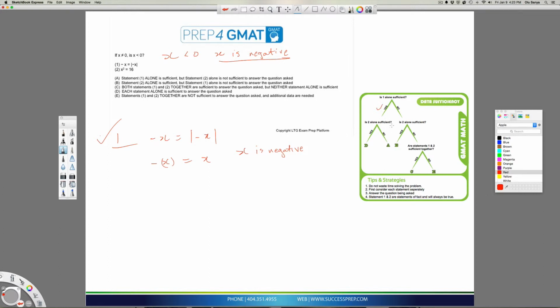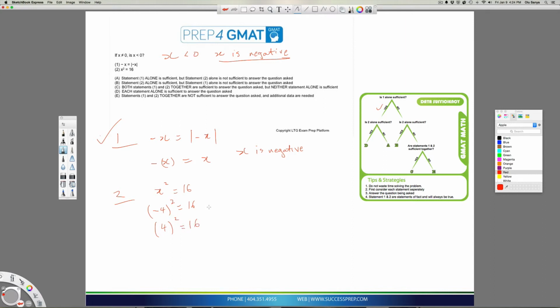So then we now have to answer the second question. Is statement 2 alone sufficient? So let's go to statement 2. It says that x squared is equal to 16. One thing you must know about squaring something and getting a number is that x could be either positive or negative. Let's test that with a number. If I have negative 4 squared, I get 16. If I have positive 4 squared, I also get 16.